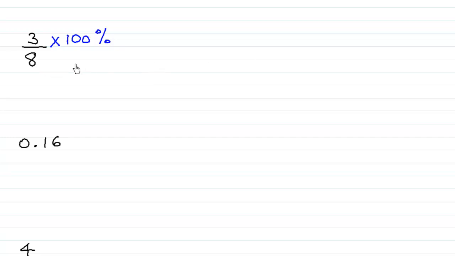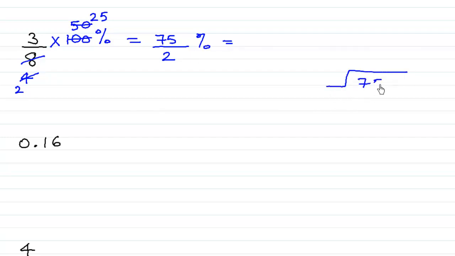So let's cancel whatever is possible. 2 4s are 8, 2 50s are 100, 2 2s are 4, 2 25s are 50. Now it doesn't cancel further, so we can rewrite this as 3 multiplied by 25, which is 75, upon 2 percentage. And if you want a decimal representation of this, we can just divide this in the corner. So 2 3s are 6, 1 and 5 brought down.